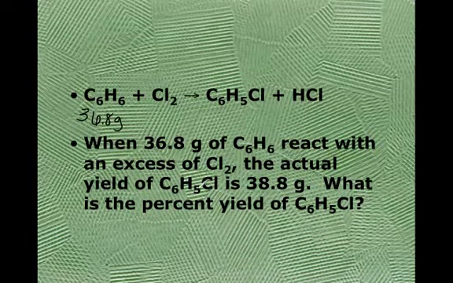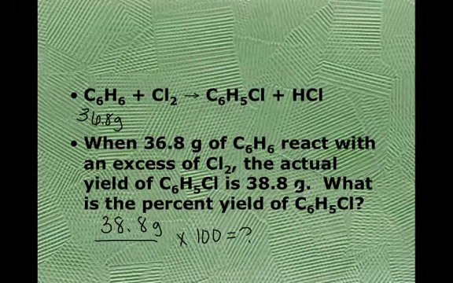Okay, the actual yield is 38.8 grams of C6H5Cl. So if we have actual over theoretical, let's put the 38.8 grams, because it's asking for percent yield. What would be our theoretical? So we need to find the theoretical yield. We need to do a conversion here, and we need to convert 36.8 grams of C6H6 to how many grams of C6H5Cl.